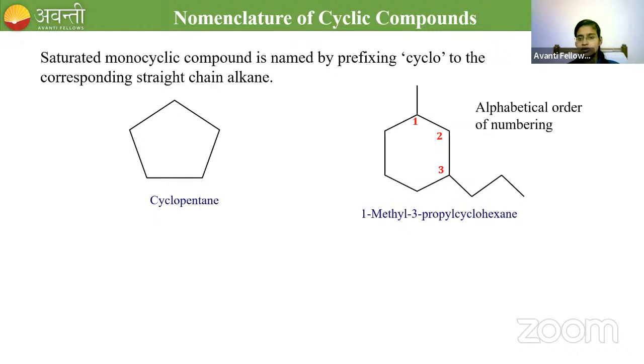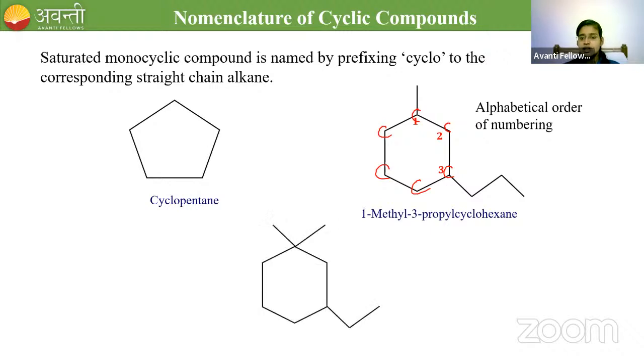Is it clear to all of you? 1-methyl, 3-propyl. This ring has 6 carbons, right? So it is called cyclohexane. Is it clear to all of you? Shall we go for one more compound?